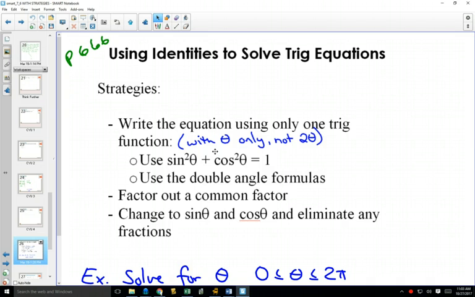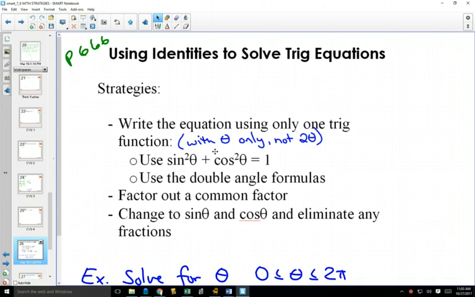What we're adding to it is not only do we sometimes want an equation with only one trig function, like only sine or only cosine, we also want our angles to be the same. So we're going to see sometimes you have a double angle, a 2 theta, and you might want to use one of your double angle formulas to change it to just be a theta. So we'll see some questions like that.